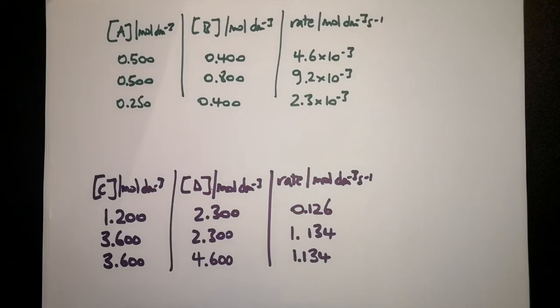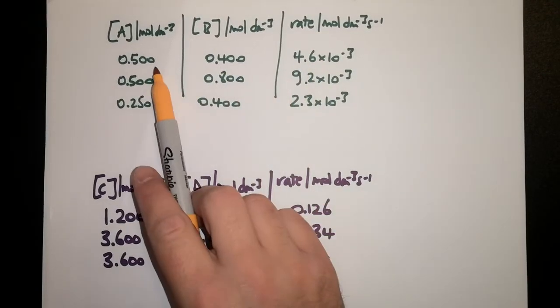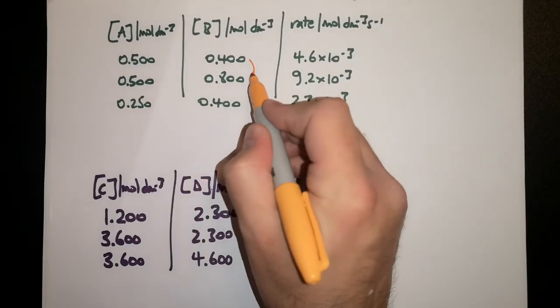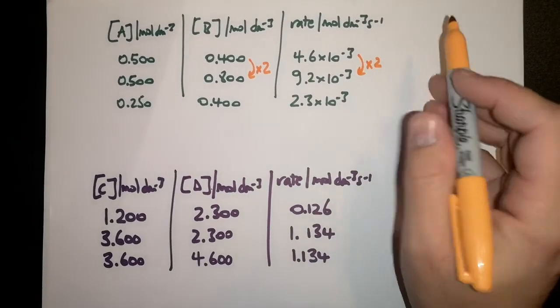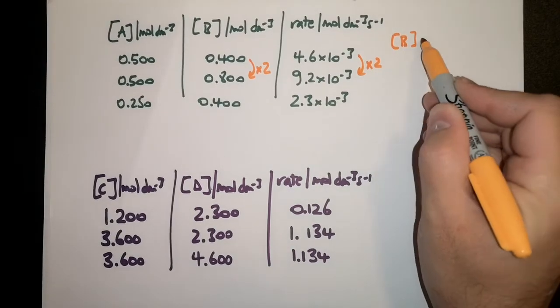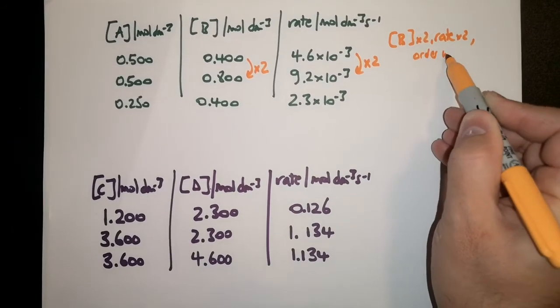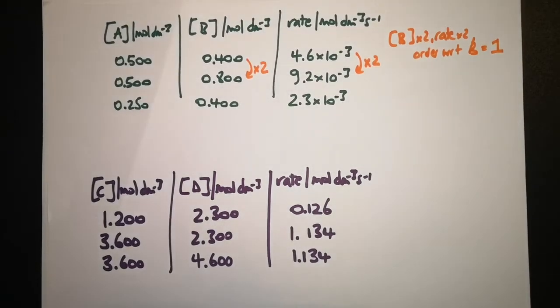Okay. So let's have a look at the first one. On the first one, this is my baseline experiment. What has happened between experiment 1 and experiment 2? Well, the concentration of A has remained constant, but the concentration of B has doubled. What's happened to the rate as a result of that? It has doubled. So concentration of B doubled, rate doubled, order with respect to B equals 1 because it's proportional.